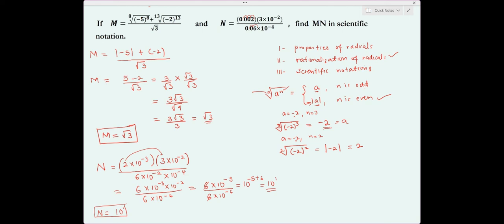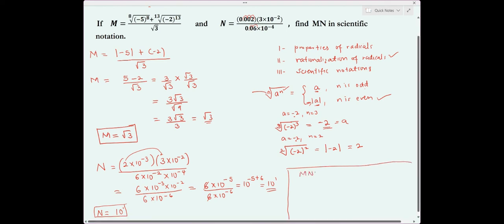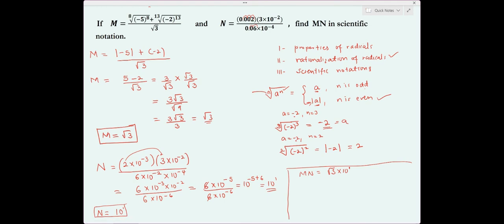Now, to find the product, m times n. So what is m times n? Let's do that here. M times n, it's simply what? Root 3 times 10 raised to power 1. Now, is this answer in scientific notation? Because we are asked to leave our answer in what? In scientific notation. Yes, it is in scientific notation.